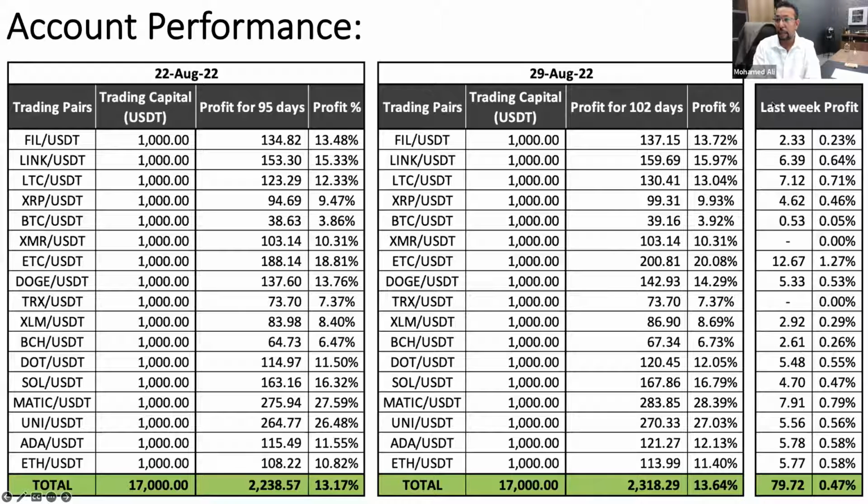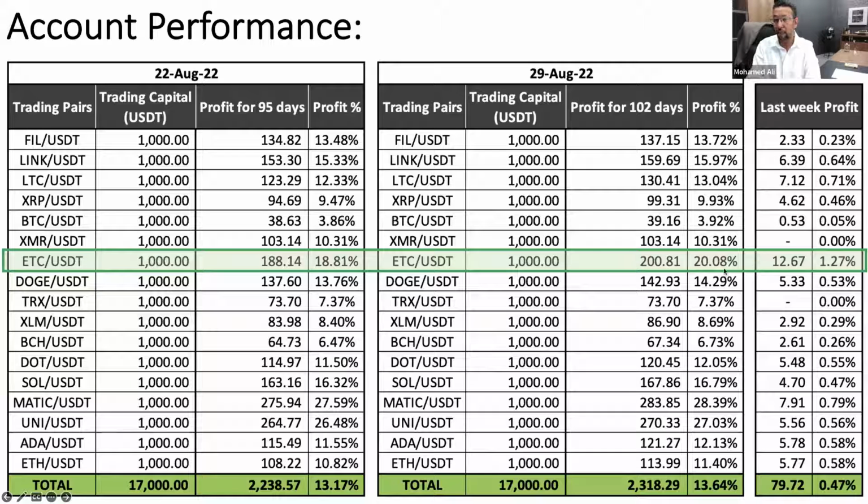Let's look at the last week's profit. This is the difference between 29th and 22nd. That gives us the result that happened in the last week. If you see, everything is just below 1%, except for one coin. This is the highest performer for last week. It was ETC. It made 1.27% in profit, which is 12.67 USDT.